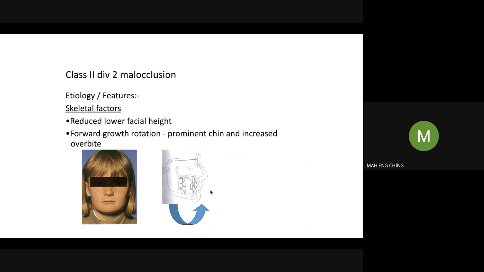So imagine this jaw growing forward or rotating forward, then it usually causes a deep bite. So Class 2 Division 2, usually they have this forward rotation. Class 2 Division 1, a lot of the time they have this backward rotation, or sometimes it can be average.